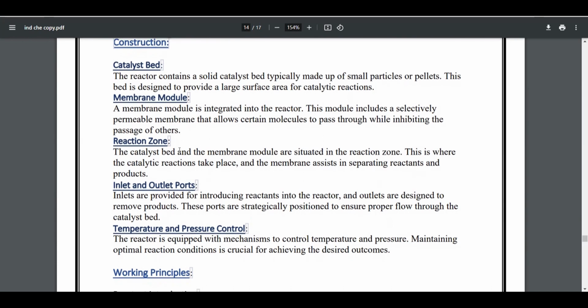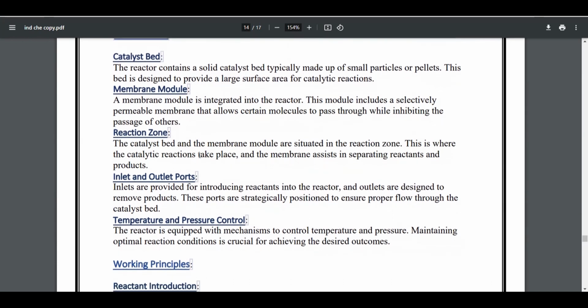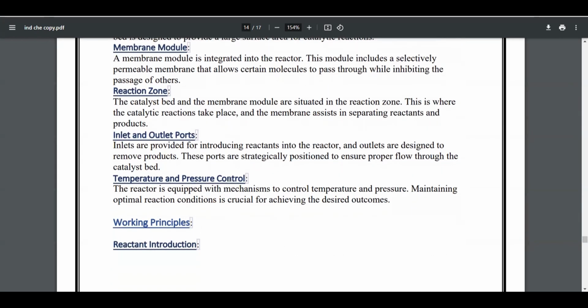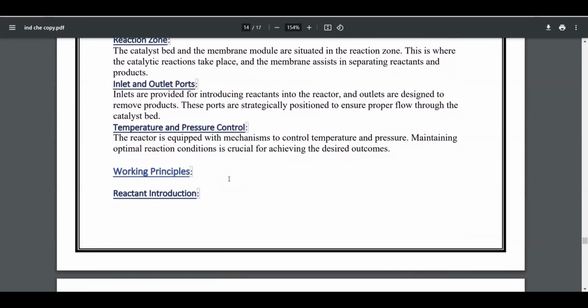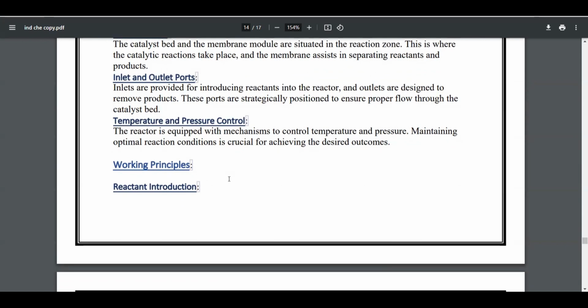There is a reaction zone. The catalyst bed and the membrane module are situated in the reaction zone, and this is where the catalytic reaction takes place. And the membrane assists in separating the reactant and the product. Then there are inlet and outlet ports. Inlets are provided for introduction of the reactant into the reactor, and outlets are designed to remove the product or for the collection of the product from the reactor. These ports are strategically positioned to ensure the proper flow through the catalyst bed.